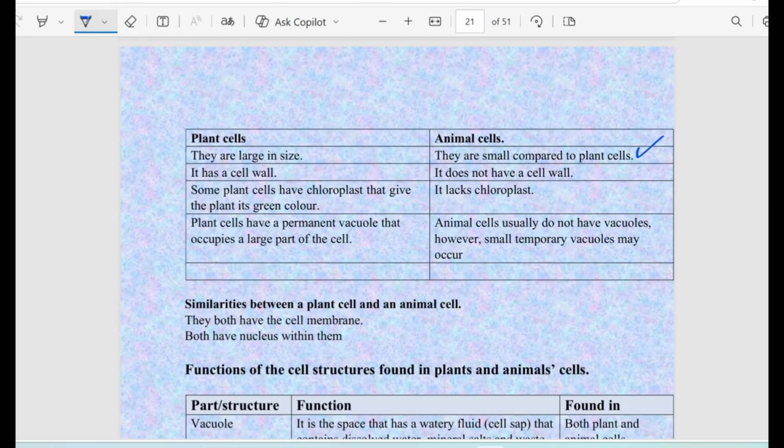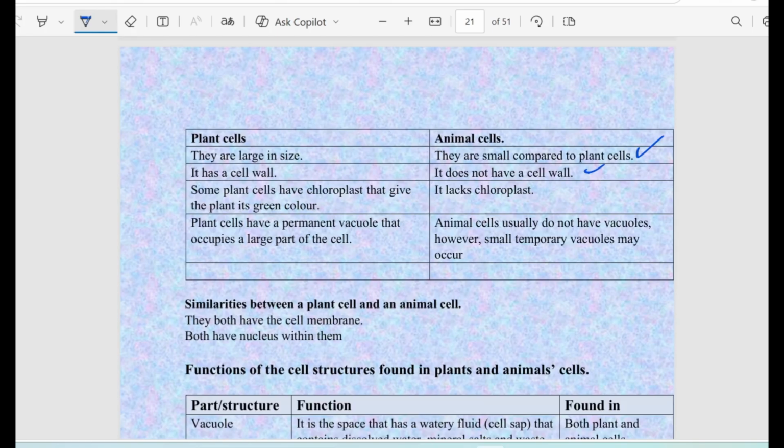So one of the differences you're supposed to compare is based on size. Plant cells are large in size, animal cells are small in size. Then the plant cell has a cell wall, while the animal cell does not have a cell wall. Another difference: some plant cells have chloroplasts that give the plants their green color, while animal cells lack the chloroplast.